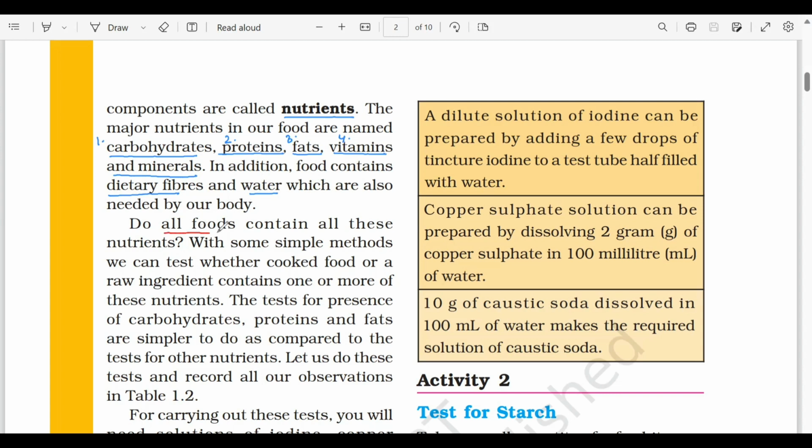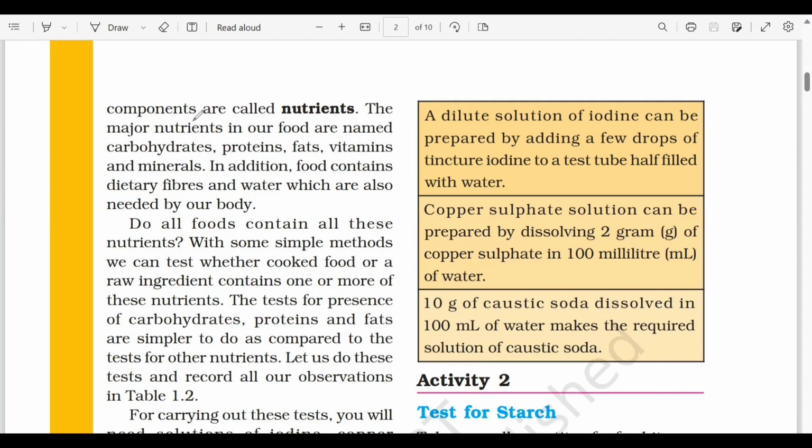Now there is a very interesting question. Do all the foods contain all these nutrients? हमारे खाने में एक dish में सारे nutrients present होते हैं क्या? So with some simple methods, we are going to test whether these cooked foods or these raw ingredients contain one or more of these ingredients. अब हम different food items को test करेंगे कि उसमें कौन-कौन से ingredient present है. So we will basically be testing for 3 important nutrients, that is carbohydrates, proteins, and fats. And then we will be recording our observations in table 1.2.